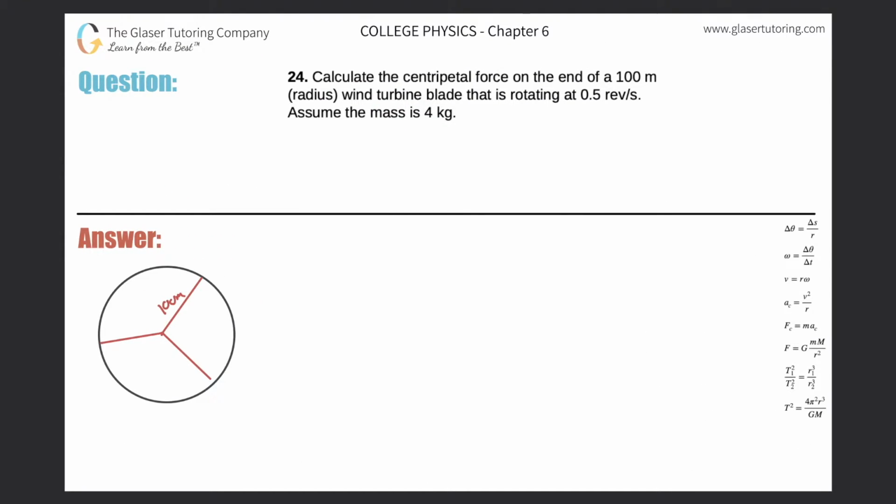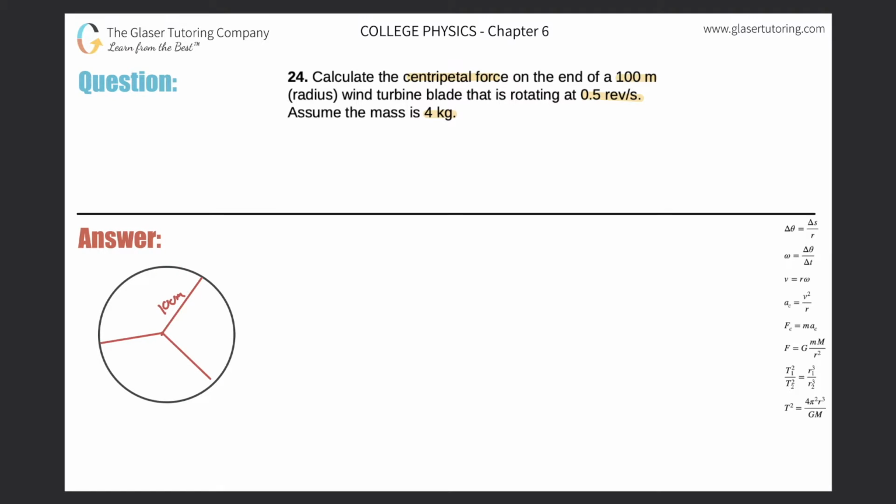Number 24. Calculate the centripetal force on the end of a 100 meter radius wind turbine blade that is rotating at 0.5 revolutions per second. Assume the mass is 4 kilograms. All right, so they give us the radius, right? In red, that's the wind turbine, and the black just outlines the path it's taking.